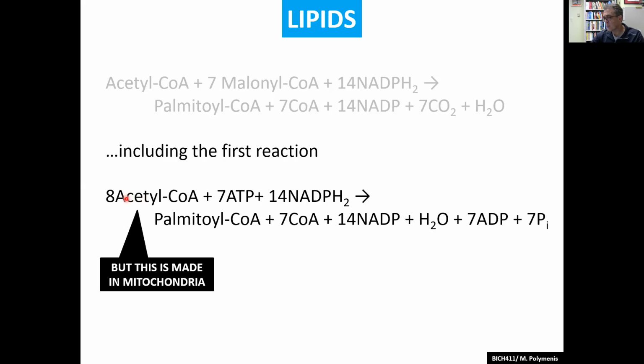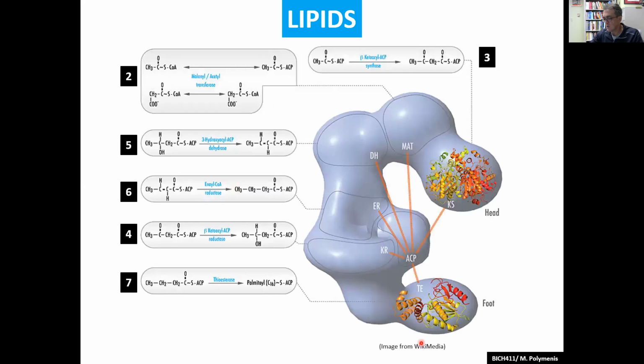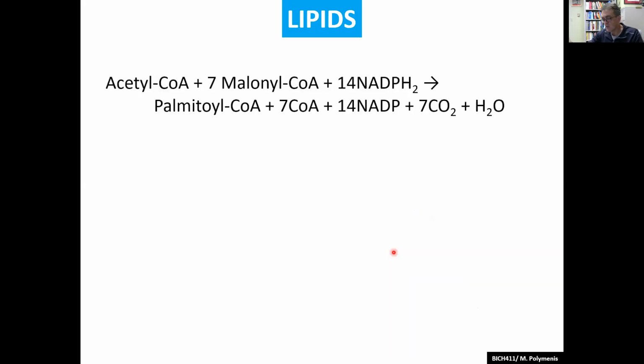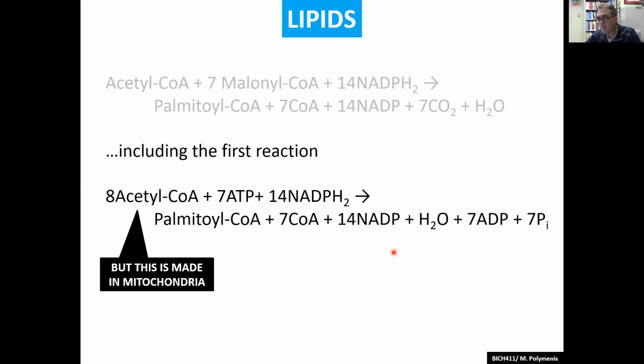Remember, this is where you break down fatty acids, or you bring in pyruvate to enter the TCA cycle as acetyl-CoA. It's all in the mitochondria. It needs to come out to engage with this system, and acetyl-CoA carboxylase especially. So how does that happen?